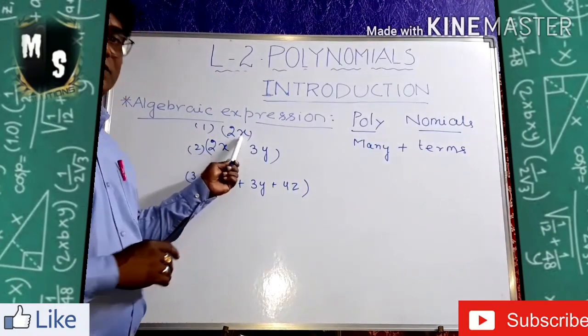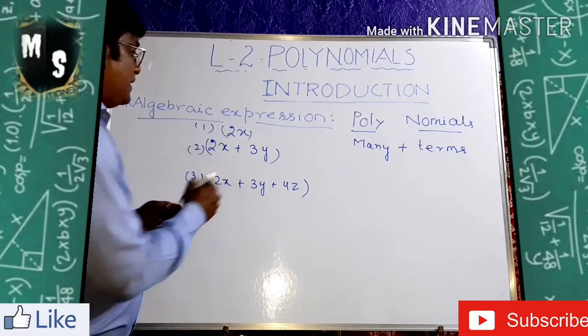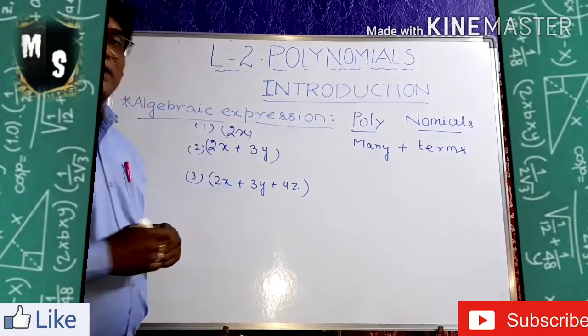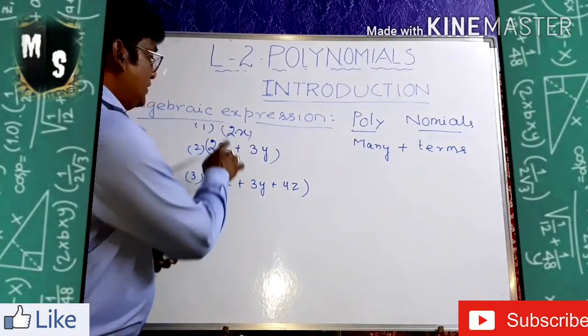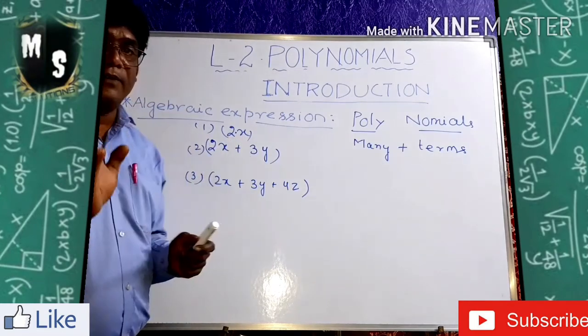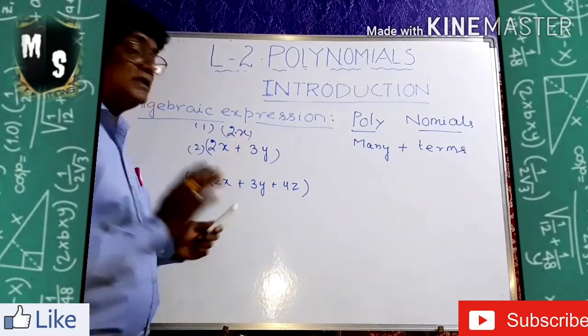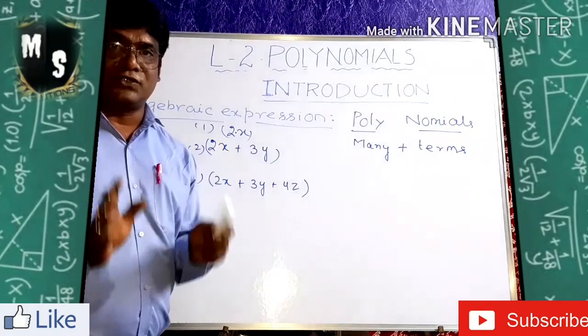So x is called the variable and 2 is multiplied with x. So 2 is called a number. Look here, it is carrying a variable and also a constant. Numbers can be called constants also.